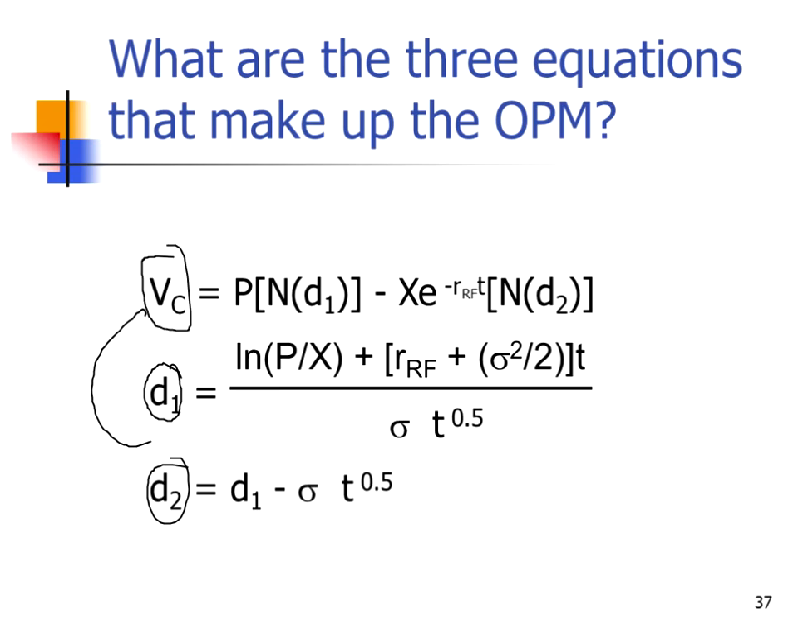VC is the current value of the call option. This should be the fair value. To calculate the fair value, P is the current price of the underlying stock. This P here.